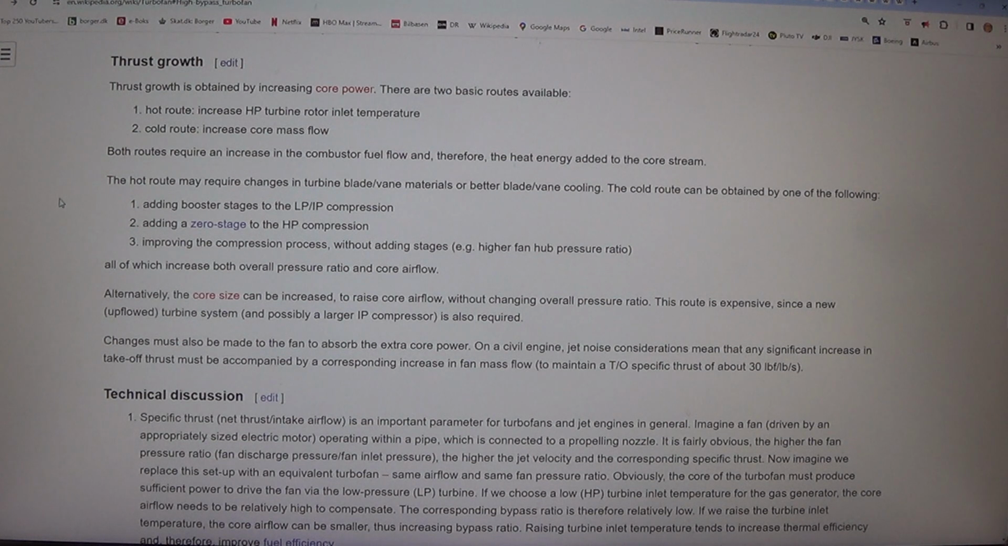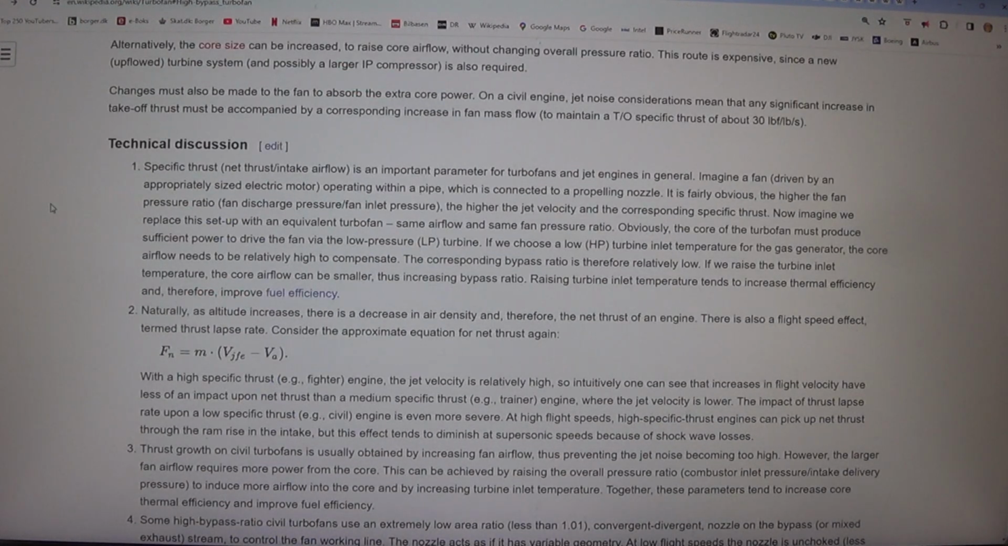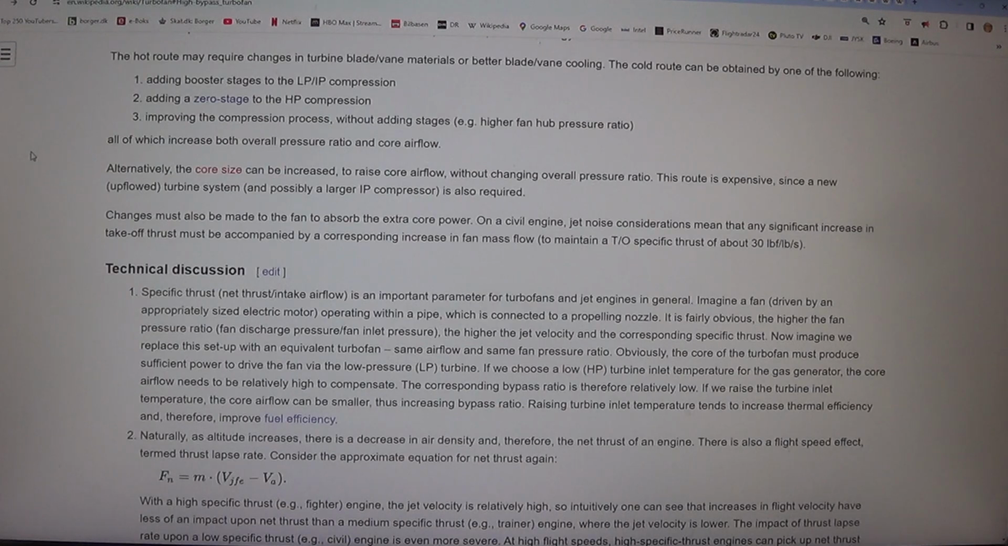IP compression. 2. Adding a zero stage to the HP compression. 3. Improving the compression process, without adding stages, for example higher fan hub pressure ratio. All of which increase both overall pressure ratio and core airflow. Alternatively, the core size can be increased, to raise core airflow, without changing overall pressure ratio.